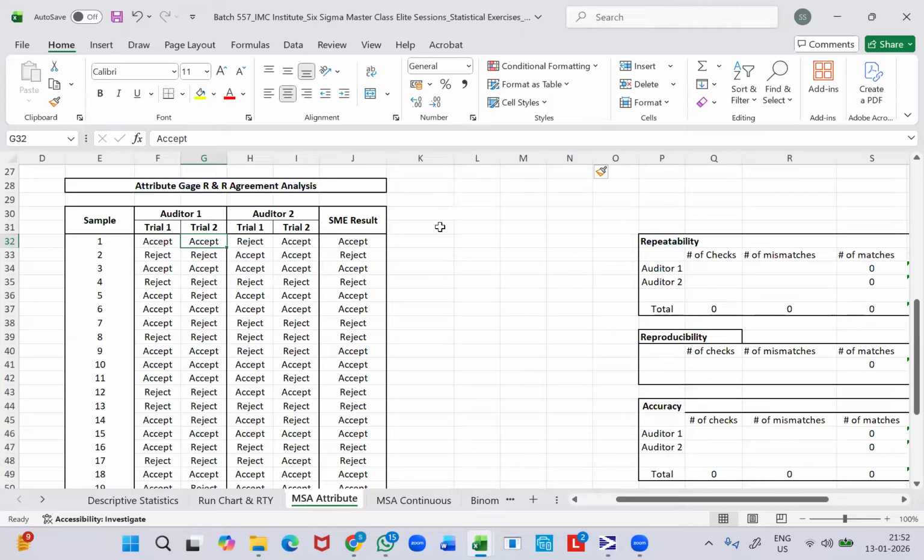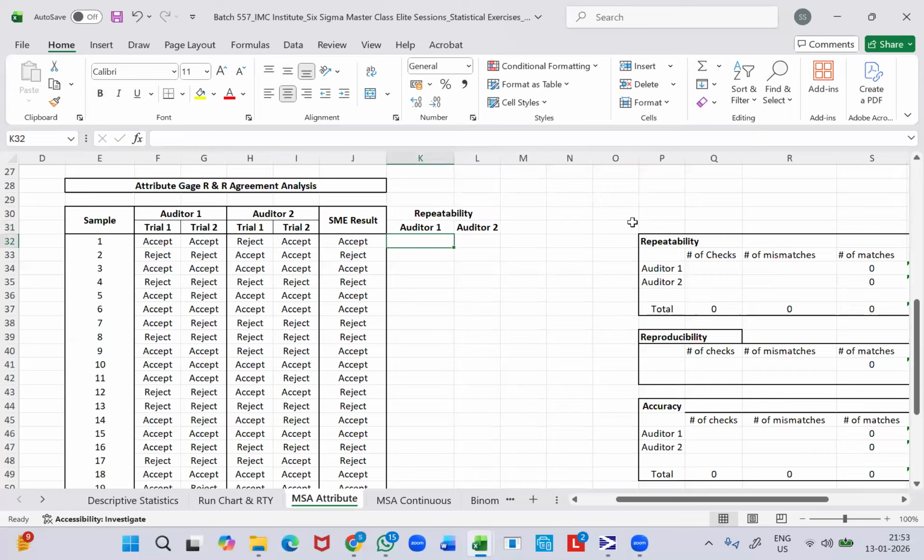So let us perform the calculation. So you're going to use the manual formula to perform the calculations. And I will also show you how to perform the calculations using Minitab, since the exercise has already been done and we have collated the data. So repeatability, we can actually calculate auditor-wise. So auditor 1 in one column, auditor 2 in the second column.